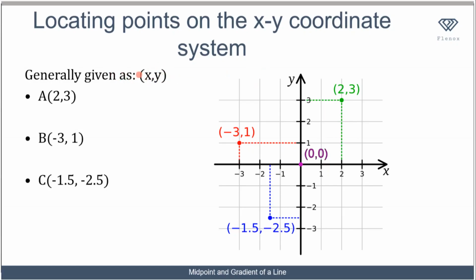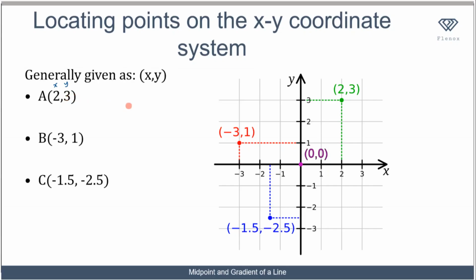So let's see how this works. First, let's identify point A, whose coordinate is given as 2, 3. What we do is we write a small x for the first coordinate given here, and a y for the second value given. So the value of x is 2 and the value of y is 3.